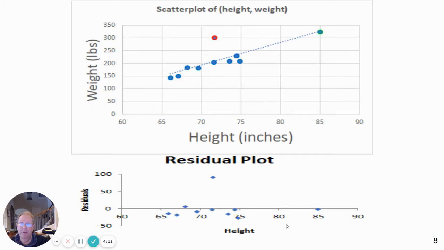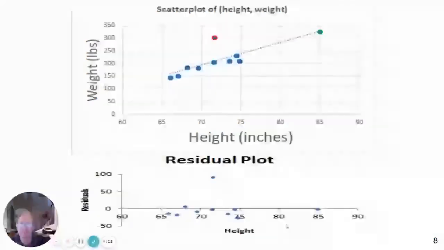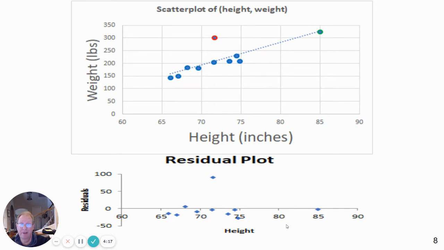So I want to talk about this scatter plot up there at the very top. It is a scatter plot of height and weight. And let's talk first about the red dot right there. Suppose that the red dot is a sumo wrestler, a person who is very heavy but of average height. And the question is, is this an outlier? Is it a high leverage point? Is it an influential point?